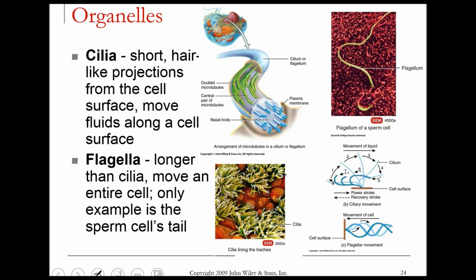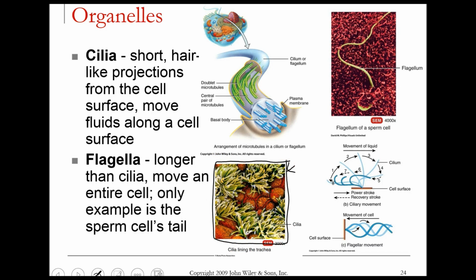Something else that the microtubules help form are very specific organelles of movement within cells. These include cilia and flagella. Cilia are short hair-like projections along the surface of the cell that move fluid along a cell's surface. Here you can see cilia that line the trachea.